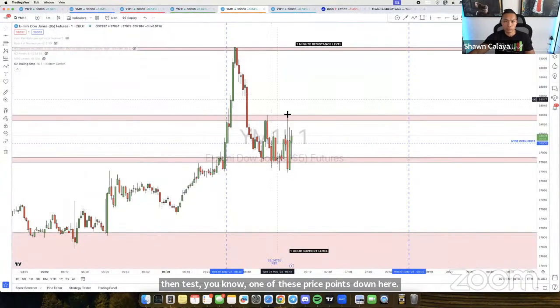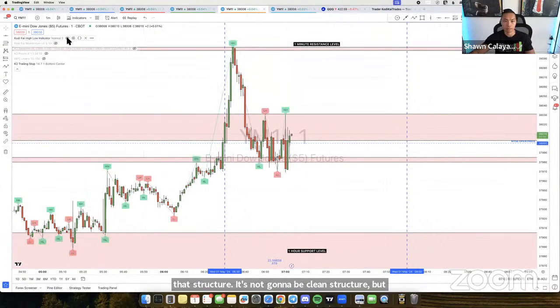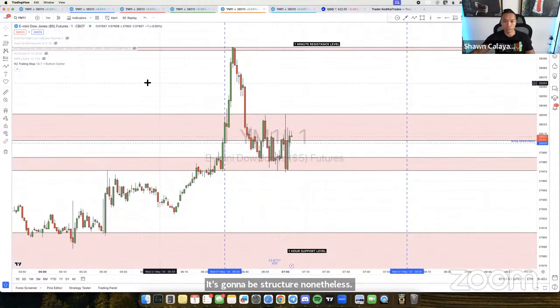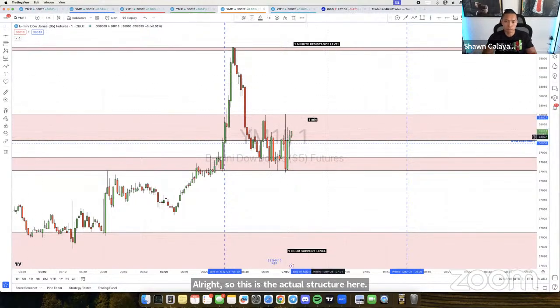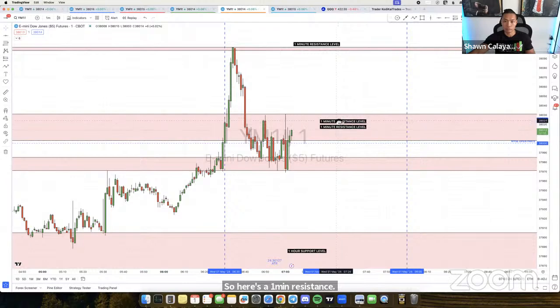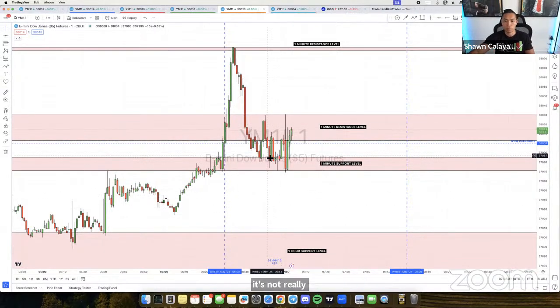It's all good. All right, so what I'm going to do here is mark up structure. It's not going to be clean structure, but it's going to be structure nonetheless. All right, so this is the actual structure here. So here is the 1 minute. I'll just copy the one above. So here's the 1 minute resistance. And here is the 1 minute support. As you guys can see, it's not really clean, but it does the job here. You can see where the market is pretty much ranging.